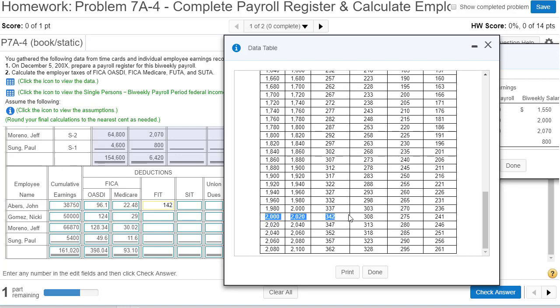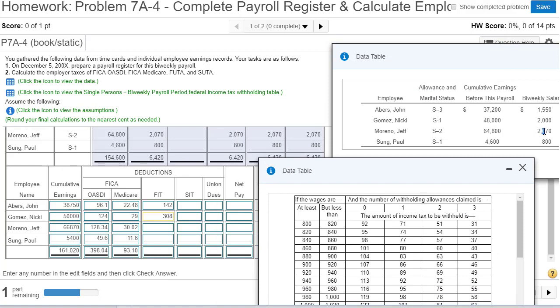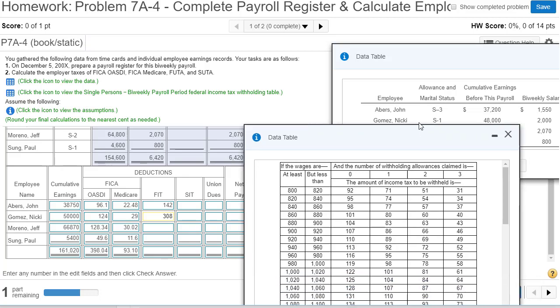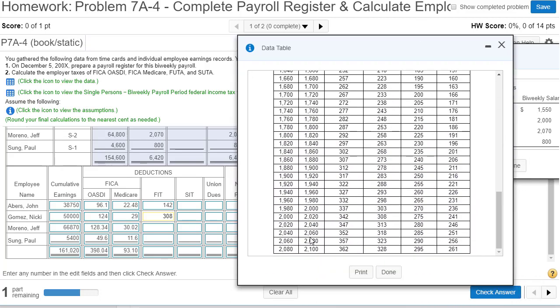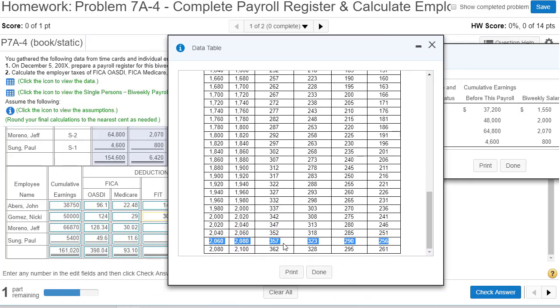2,000. So this must be a zero allowance. This must be the one allowance, 308. So scroll up, just make sure that column is the one. Yep. Paste that. Jeff. His is 2070 gross pay with two allowances. 2070. So it's this row. And I think I said two allowances. Yep. So this is zero allowances, one allowance. So it looks like 290.